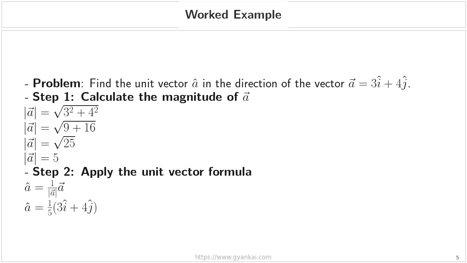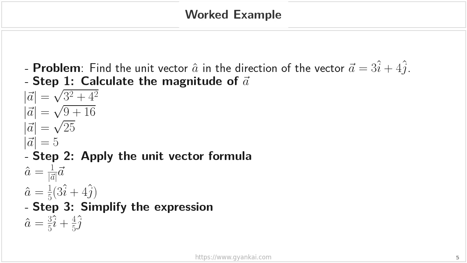Moving on to step 2, we now apply the unit vector formula that we saw on the previous slide. We take 1 divided by the magnitude of A and multiply it by the original vector, A. Since we just found the magnitude is 5, our equation becomes 1/5 multiplied by the quantity 3i hat plus 4j hat. In step 3, we simply simplify the expression by distributing that 1/5 across both components.